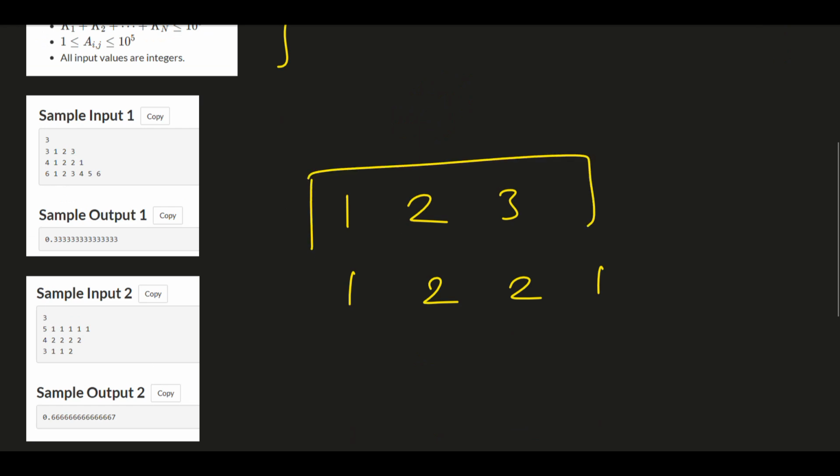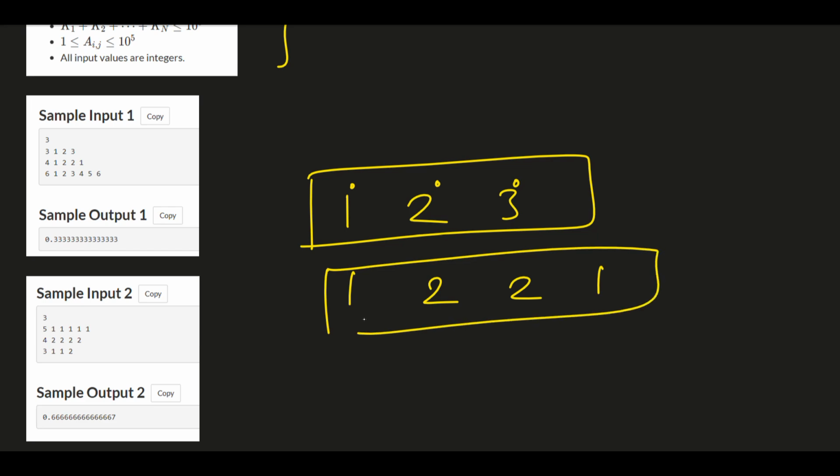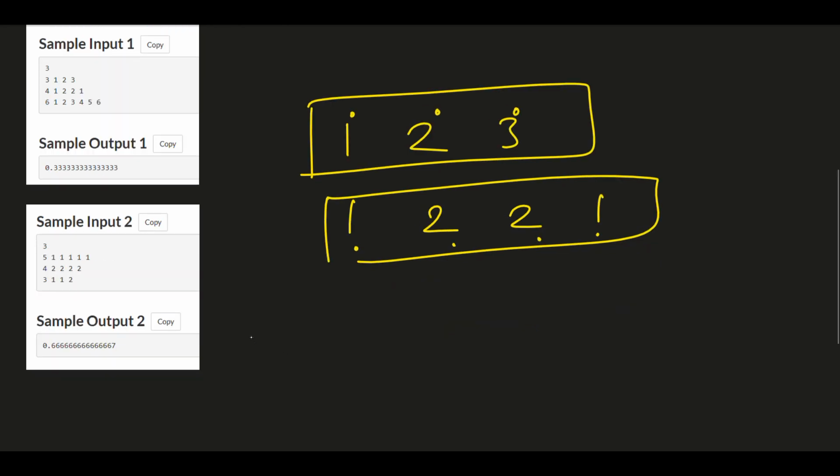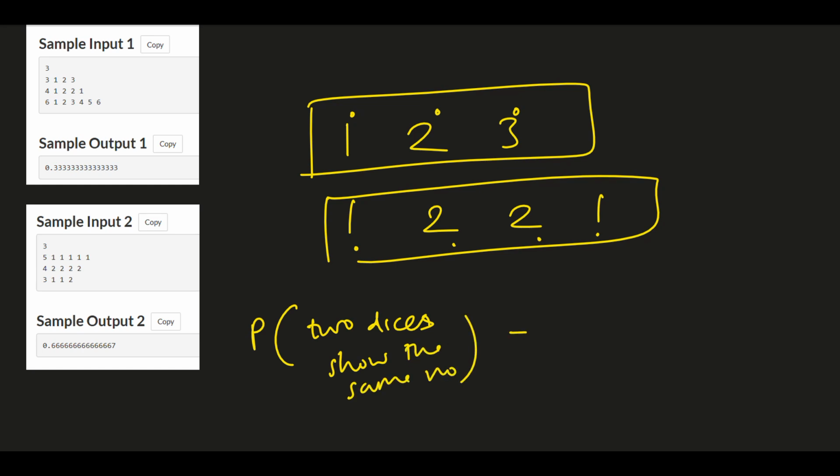Let's say these are the dice. Alright, the first die has 3 faces, 1, 2, 3, and the second die has 4 faces, 1, 2, 2, and 1. Alright, so what we need to find is the probability that 2 dice show the same number. Alright, so in mathematics the probability that 2 dice show the same number is given as the sum of all multiplications of probabilities.